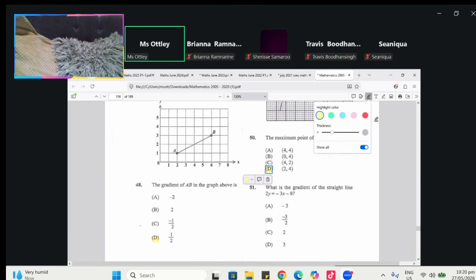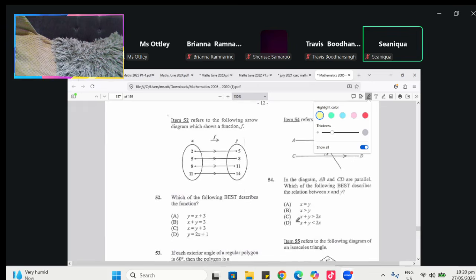What's the equation of a line number? Don't I need to divide by 2? B. Thank you. Item 52 refers to the following arrow diagram, which shows a function f. Which of the following best describes the function? What is the relationship between x and y? A. Thank you.